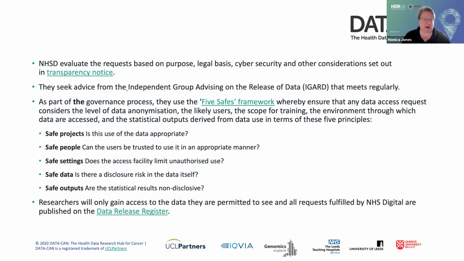So what will that actually provide for us? Very importantly, we need to make sure that there is the appropriate information governance all around that, and all trusted research environments fit in with the 5 Safes framework, which has been developed once again by HDR UK colleagues and the broader community. Researchers only gain access to the data that they're permitted when those requests are fulfilled, and are published on the data release register. Next, please.